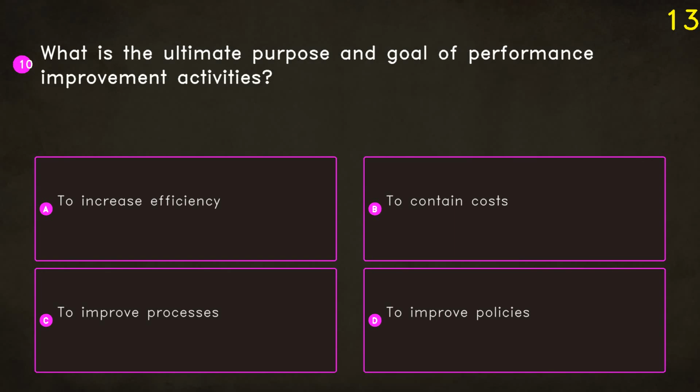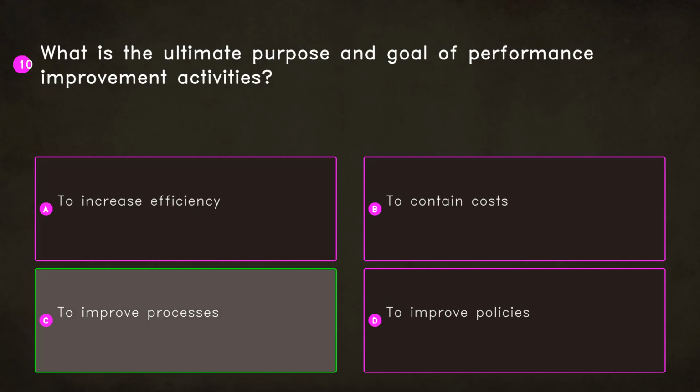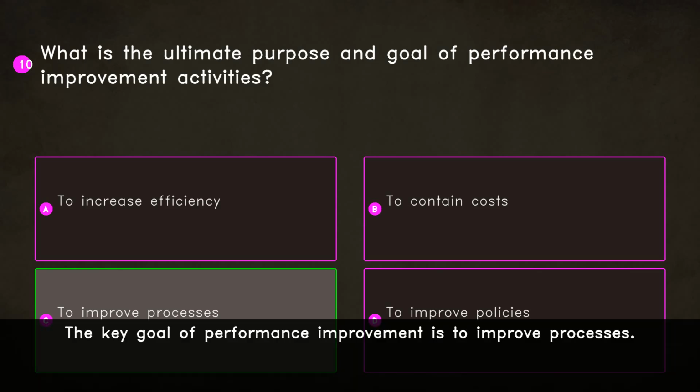Question 10. What is the ultimate purpose and goal of performance improvement activities? A. To increase efficiency. B. To contain costs. C. To improve processes. D. To improve policies. The correct answer is to improve processes. The key goal of performance improvement is to improve processes.